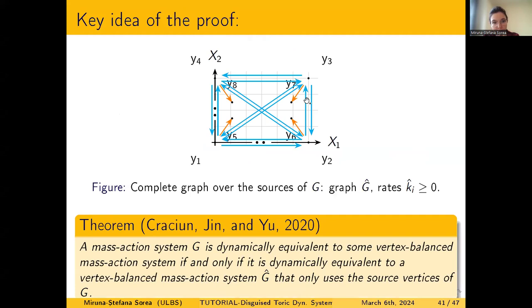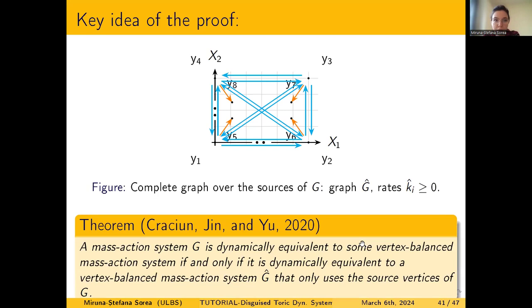Just one single slide for the idea of the proof. How to prove this? Maybe you ask if we are sure. Yes, I didn't say how we prove it. We use this blue reaction network that is the complete graph on the source vertices. But you might wonder why we don't use the target vertices. This is due to the fact that there's a theorem by Craciun, Jin, and Yu saying that it is enough when studying dynamical equivalence to complex balance to just look at the source vertices. This simplifies quite a lot the problems you sometimes see.